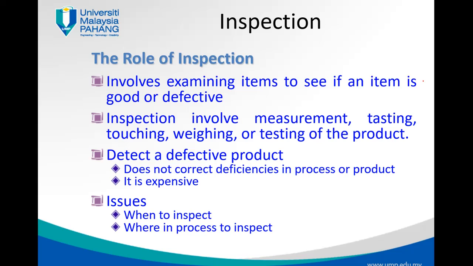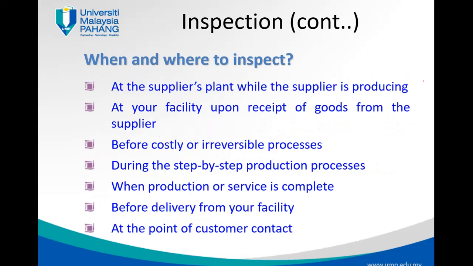This is to ensure that the product that has been manufactured fulfills the required standard. But the inspection comes with cost. So when and where to inspect? At the supplier's plant while the supplier is producing. If our company purchases material or sub-assemblies from the supplier, we need to have a quality engineer or quality checker at the supplier's plant.